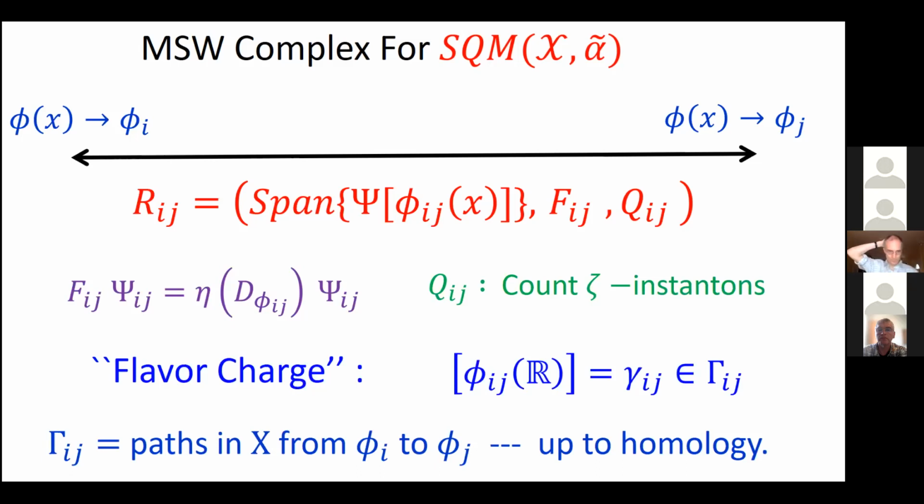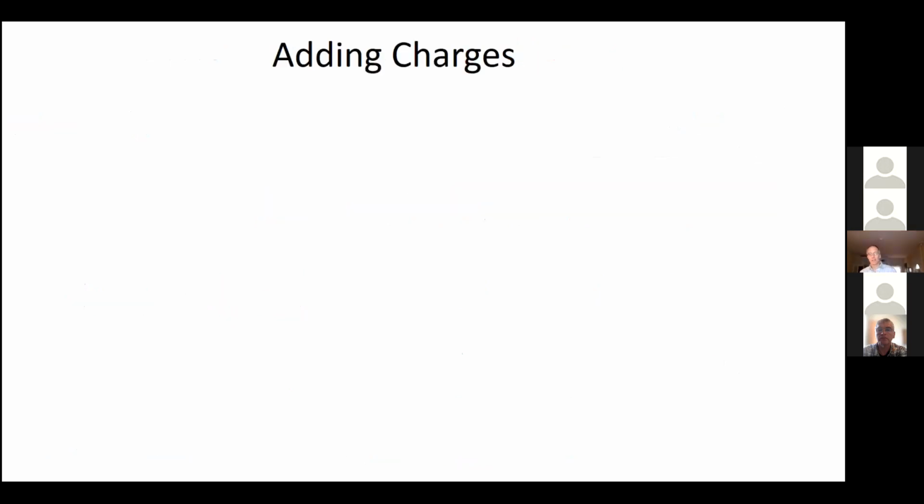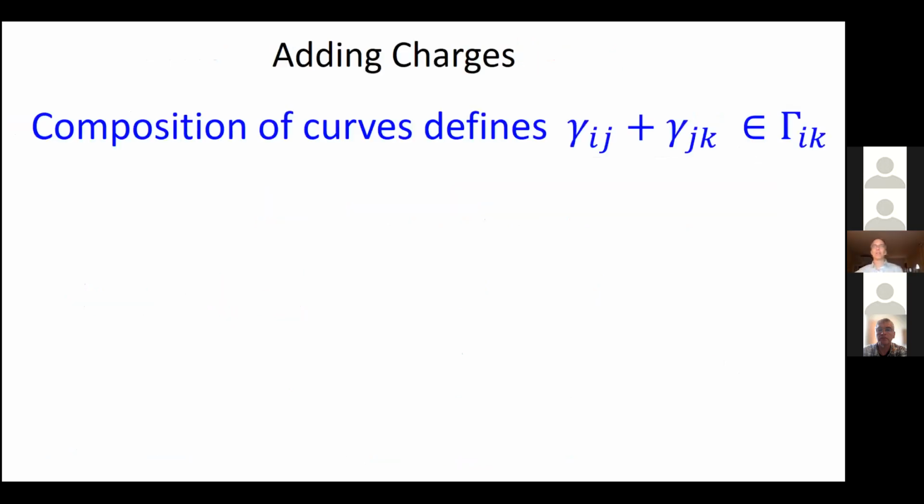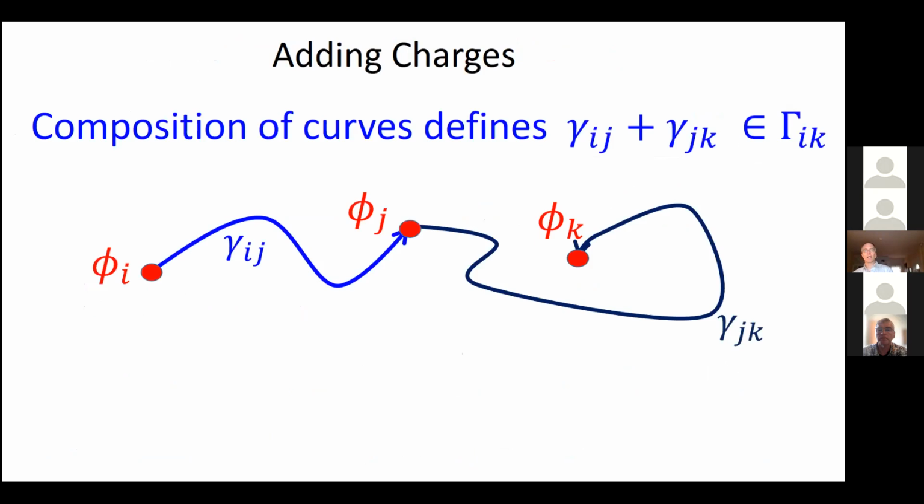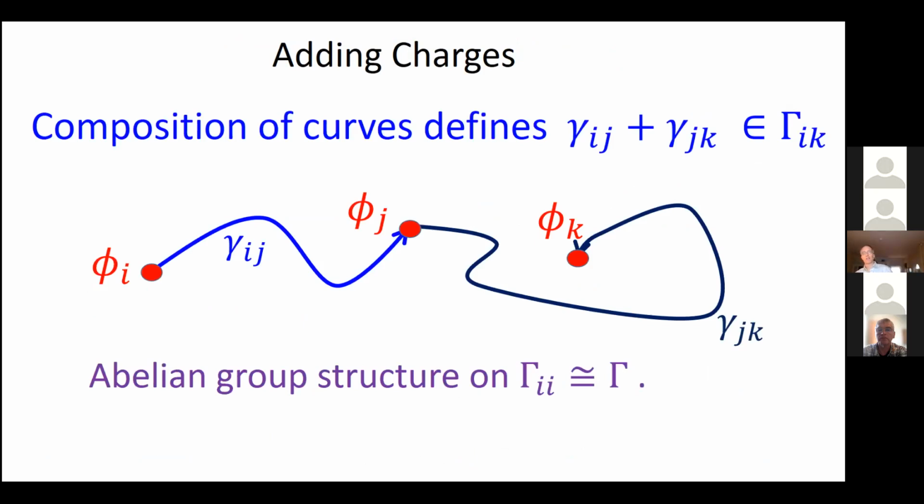Capital Gamma_ij is the space of paths in this Kähler manifold capital X from phi_I, the critical, the zero of alpha at phi_I, to the zero of alpha at phi_j, considered up to homology. Now, notice that we can add charges in the following sense. If I have one of these charges that goes from phi_I to phi_j and another charge describing the homology class of a path from phi_j to phi_k, I claim I can sum them, and get an element of Gamma_ik, because after all, I can compose these paths and consider it up to homology. And in particular, if the beginning and the endpoint are the same, then I get an abelian group structure. And so Gamma_ii is canonically the abelian group Gamma. And in general, Gamma_ij is a Gamma torsor.